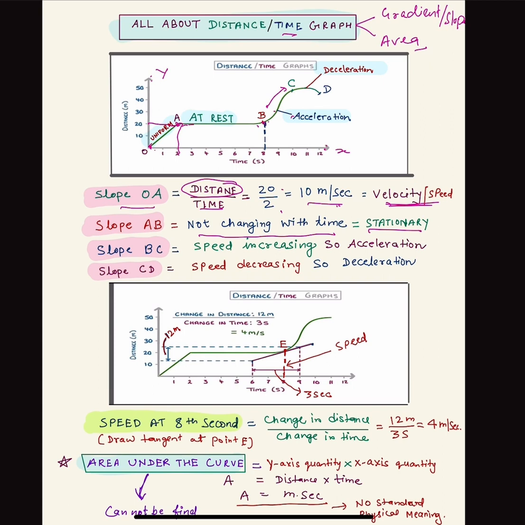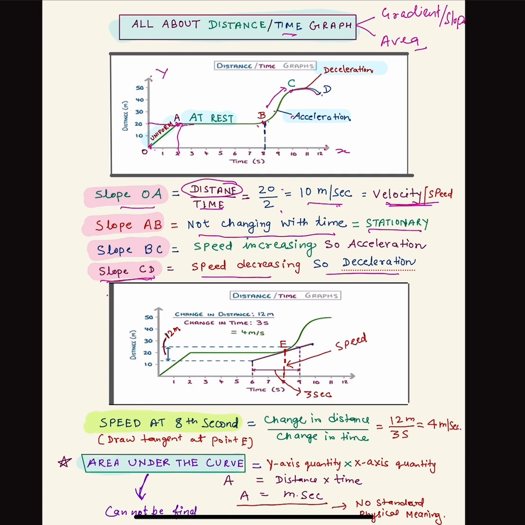And from C to D, here on the slope CD, speed is decreasing. So there is deceleration, or you can say retardation, or negative acceleration. In this way you can find the slope.